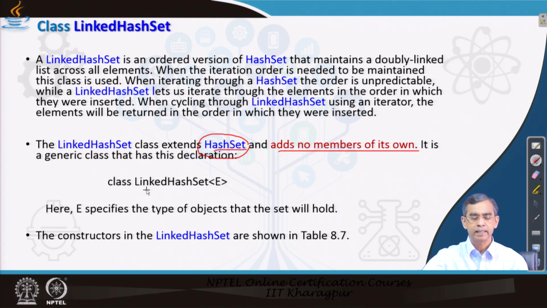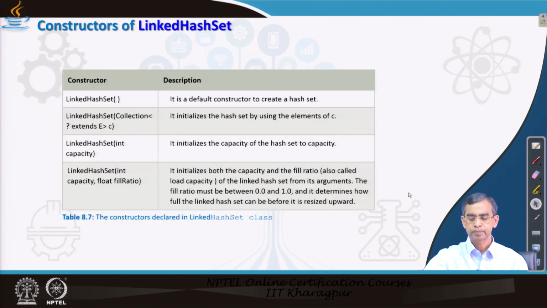Like hash set, linked hash set also stores generic type of data, that means the template is generic, so it can store any type of objects that you want to store. Now, in addition to the methods that are there in linked hash set, that means the same methods as hash set, it also includes some constructors of its own. Now, the constructors which are there in the linked hash set are tabulated here, listed in this table.